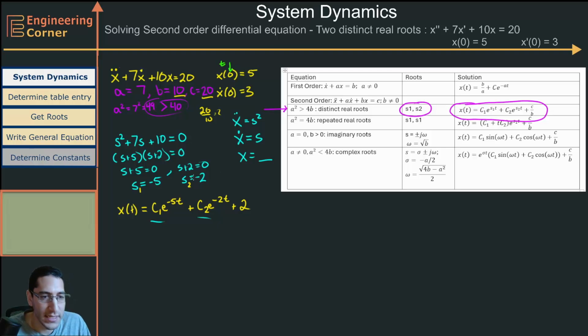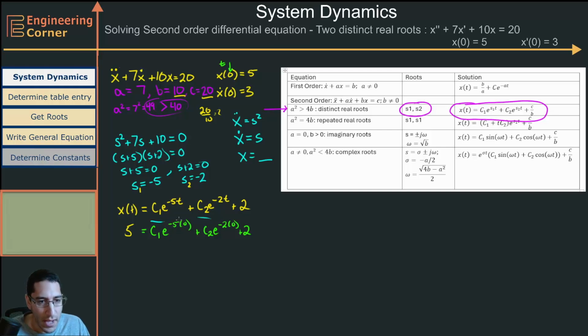How I can write this is x of 0 is equal to C1 e to the minus 5 of 0 plus C2 e to the minus 2 of 0 plus 2. And really, for this term right here, I don't need to write x of 0 because I have a value for that. I know that it's equal to 5. So 5 is equal to C1 e to the minus 5 times 0 plus C2 e to the minus 2 times 0 plus 2.